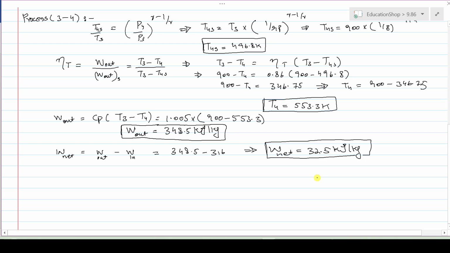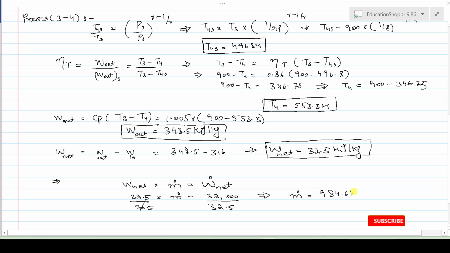We need to calculate the mass flow rate of the air, and the net work output per kg multiplied by the mass flow rate will give you the power produced. It is 32.5 times the mass flow rate, which we need to calculate, and the power is given in the statement, that is 32,000 kilowatt. Divide both sides by 32.5. When you solve this on calculators, it will give you the mass flow rate of the air, that is 984.6 kg per second. And this is our final answer.